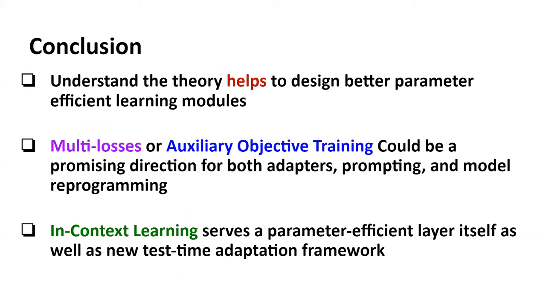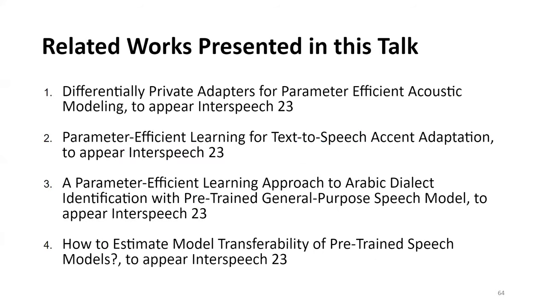All right, let's have some conclusions. I would say, understanding history, like a person who is 60 years old, like my advisor who is 70, helps you better design parameter-efficient modules, and that indeed helps. Multi-loss and accelerated objectives could be a promising direction for both adapter, prompt, and model reprogramming. And finally, in-context learning serves as a parameter-efficient method itself, a new test-time adaptation framework. That means it can be a pathway to general artificial intelligence.